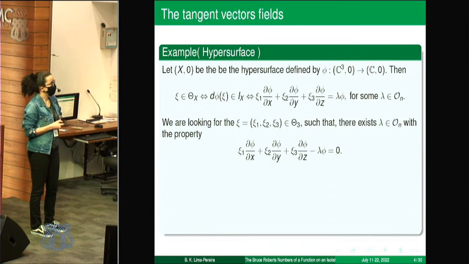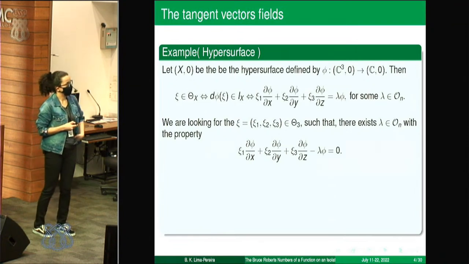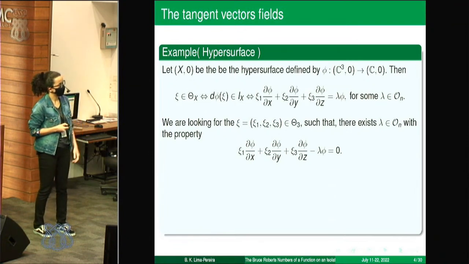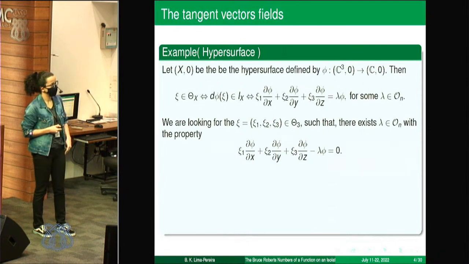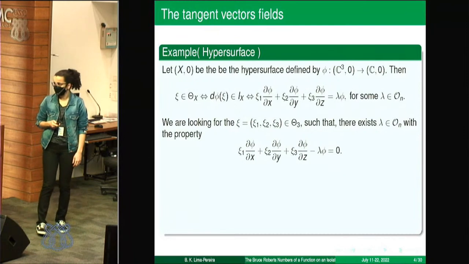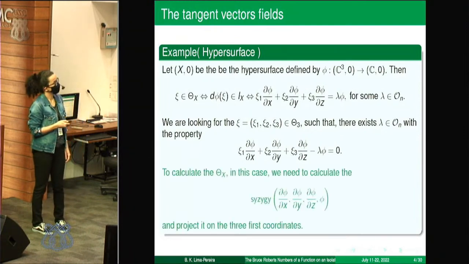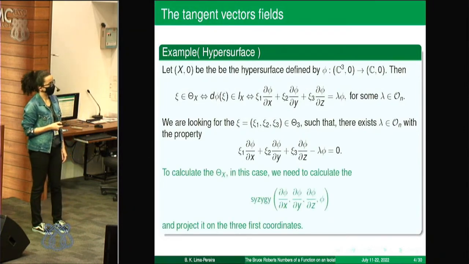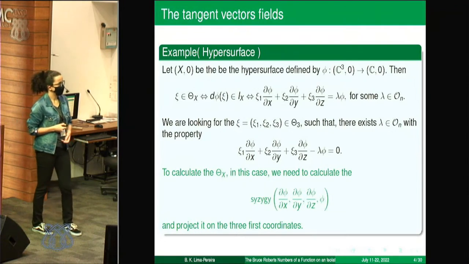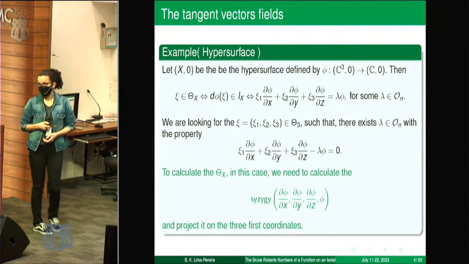So we are looking for the vector field in theta 3 such that there exists an element in O_N satisfying this condition, okay? So to calculate the theta X in this case, we need to calculate this CCG of these elements and project it on the first three coordinates.